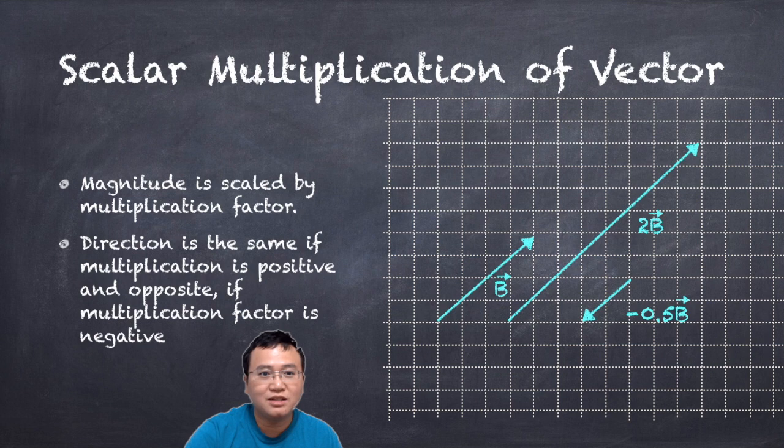To sum up what I just said, the magnitude is scaled by the multiplication factor. The direction is the same if the multiplication factor is positive, as you can see here. And opposite if the multiplication factor is negative, as you can see here.